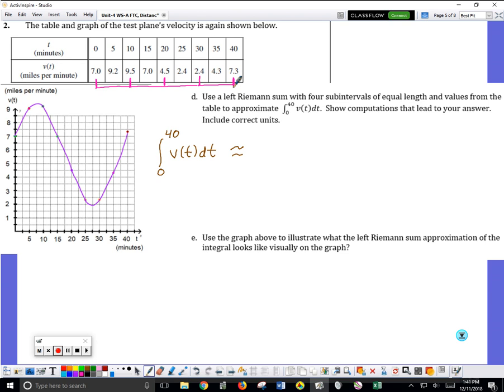Okay. Next step. Look at the symbol. The symbol tells you what to do. We are supposed to take a velocity, and we're supposed to multiply by a change in time. Ideally, we would do this for every single velocity that is shown. How many velocities are depicted in this picture? Infinite.